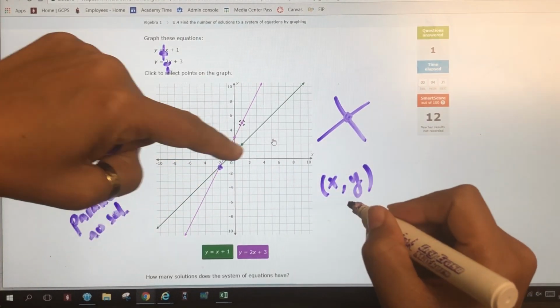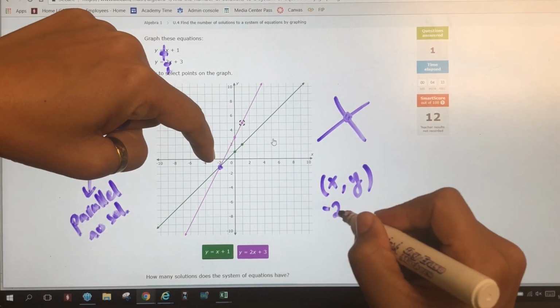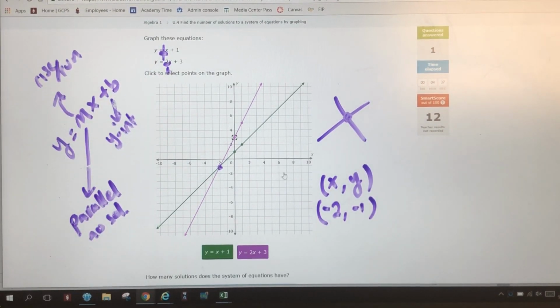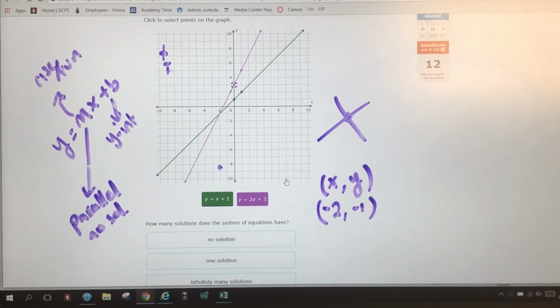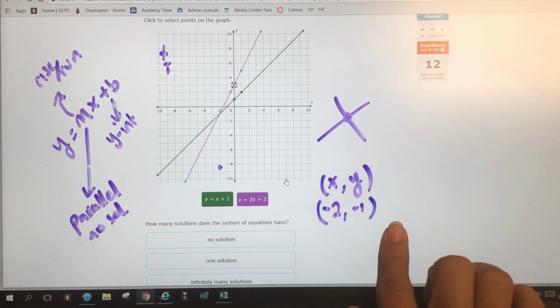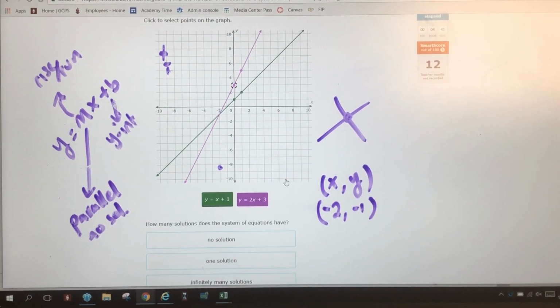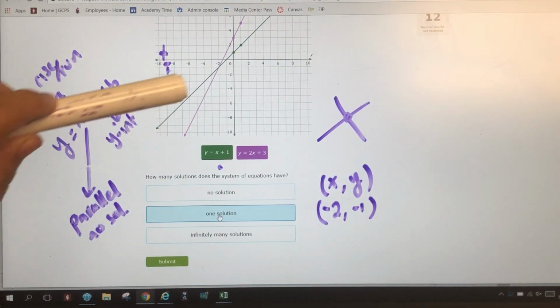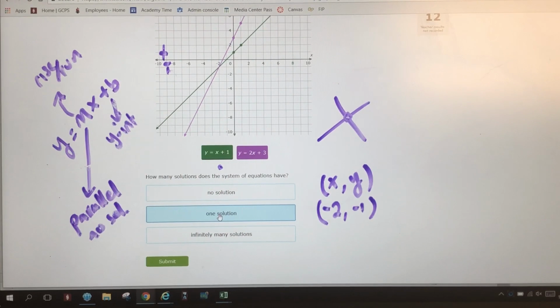So the solution, if you had to write this question down, would be negative 2 and negative 1. That will be your solution. But this is asking how many solutions there are. So you'll get some questions that tell you what is the solution, but this question is asking how many solutions. So it has one solution because it has one point where they cross.